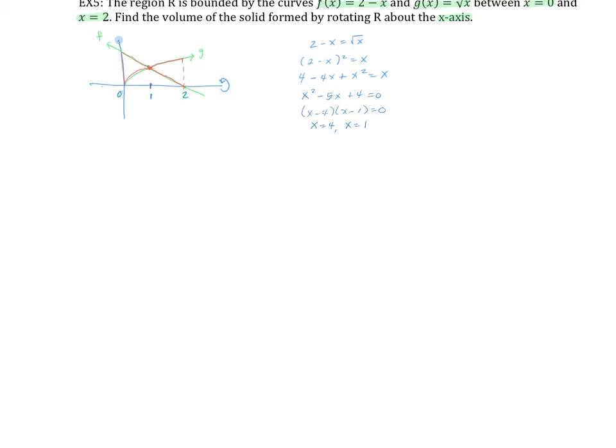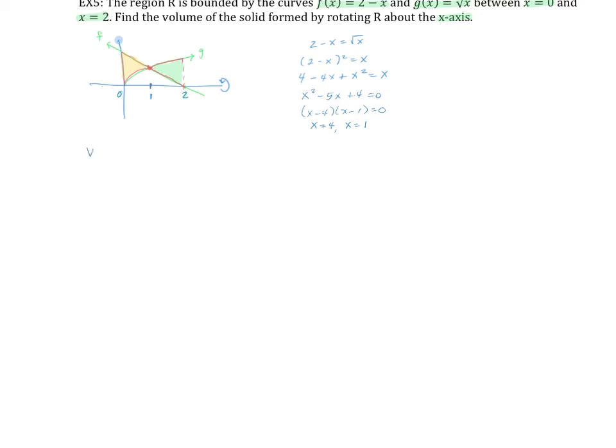So I'm going to set up two integrals. I'm going to find the volume of this first region by integrating with respect to x from 0 to 1. Then I'm going to find the volume of the second region by integrating from 1 to 2. Again, the only reason I have to set this up with two integrals is because the upper and the lower functions have changed.